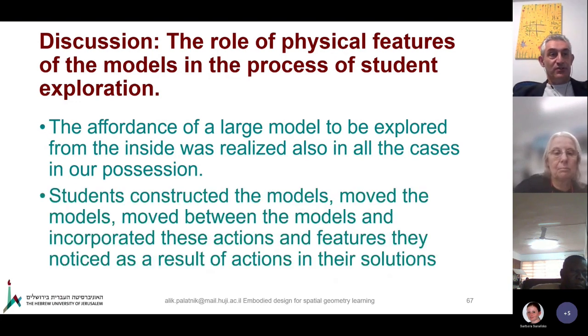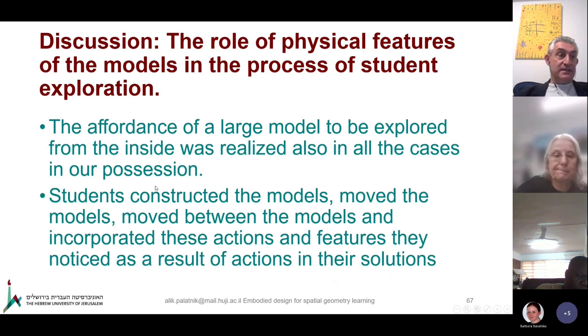Students constructed the models, moved between the models, and incorporated actions and features they noticed as a result of action in their solutions. So their solutions, mathematical solutions, were based on their actions.